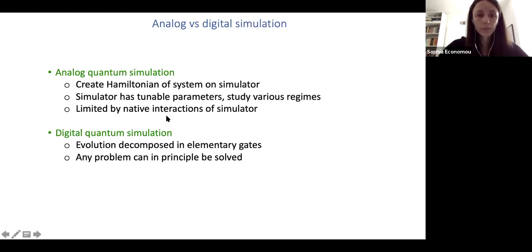And if you want to study a different Hamiltonian, then you have to go and change the physics of your simulator. On the other hand, there's the idea of digital quantum simulation, which is like quantum computing, where everything is decomposed into a small set of elementary gates, such as single-qubit gates and CNOTs. And then in principle, any problem can be solved with a given algorithm.